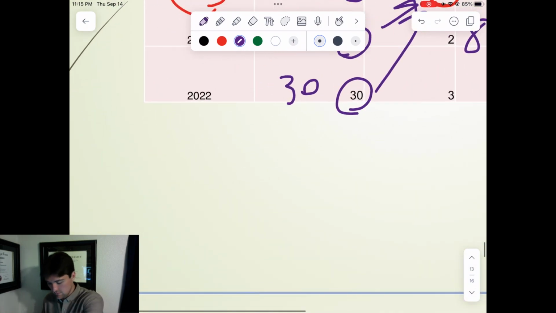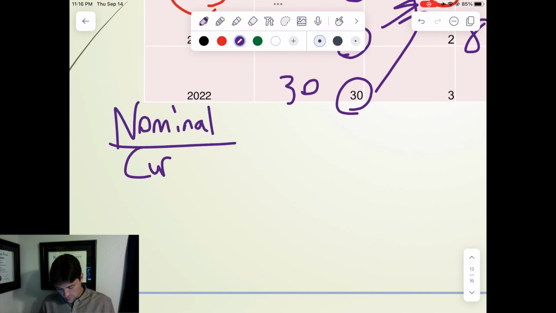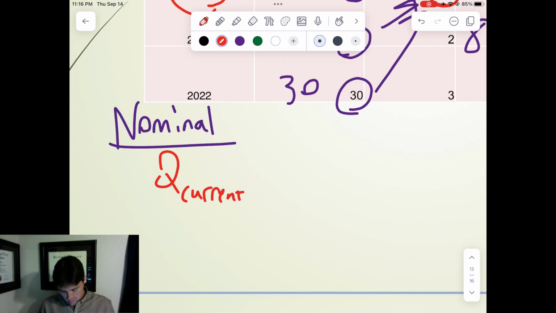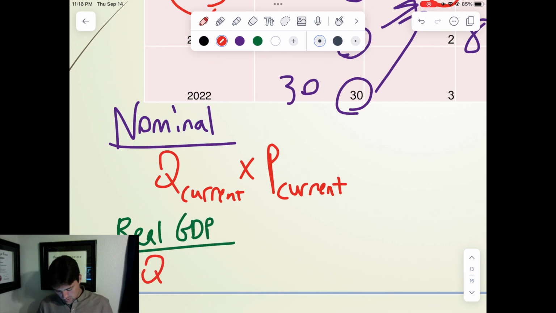Nominal GDP is going to be the current quantity times the current price. Real GDP is going to be the current quantity times the base year price.